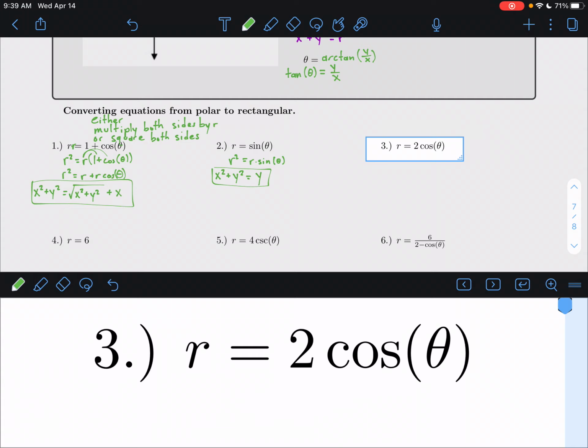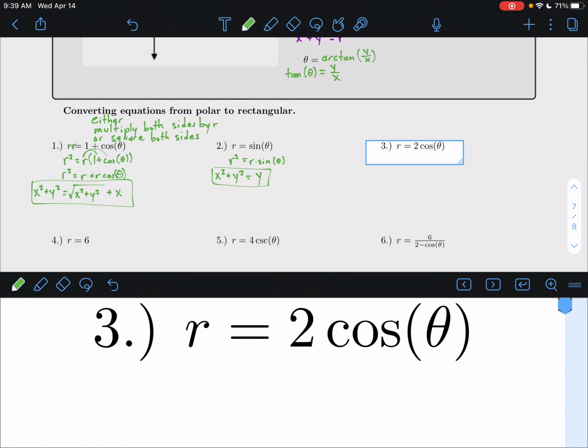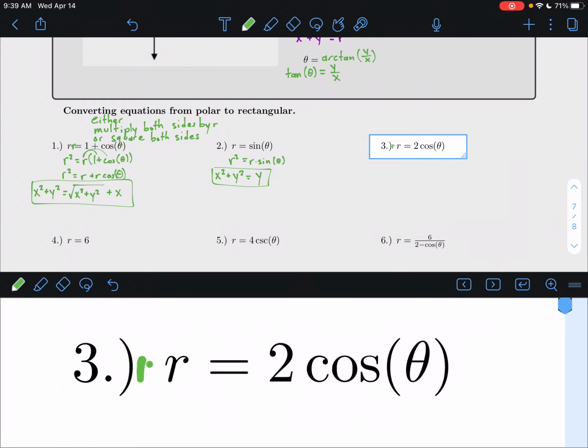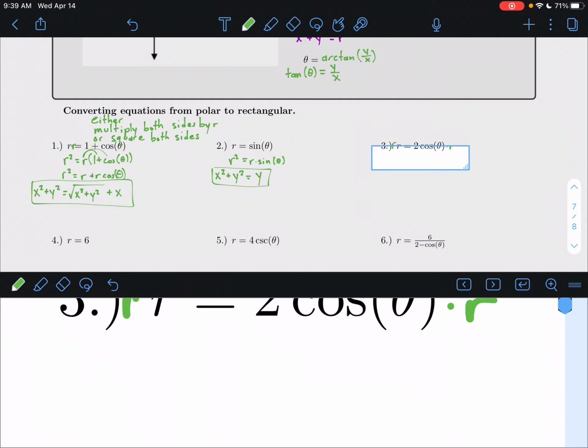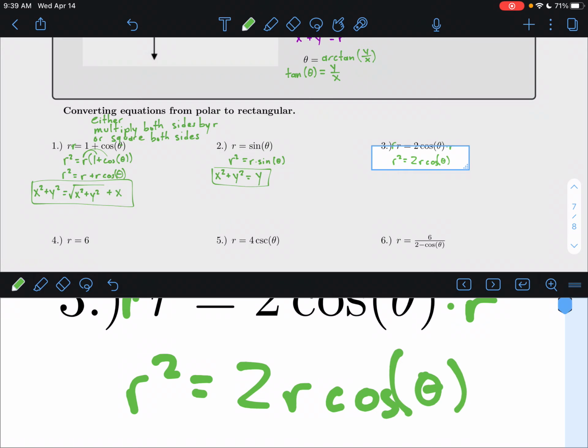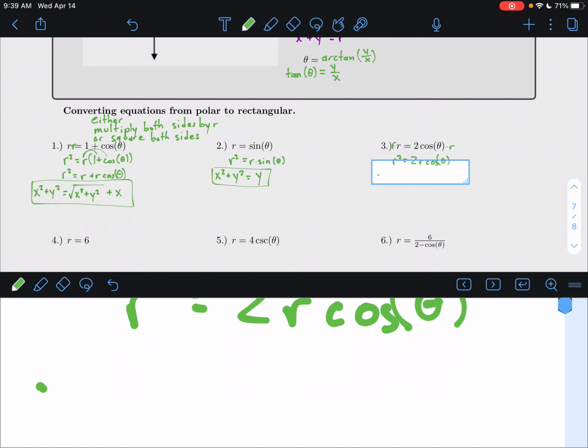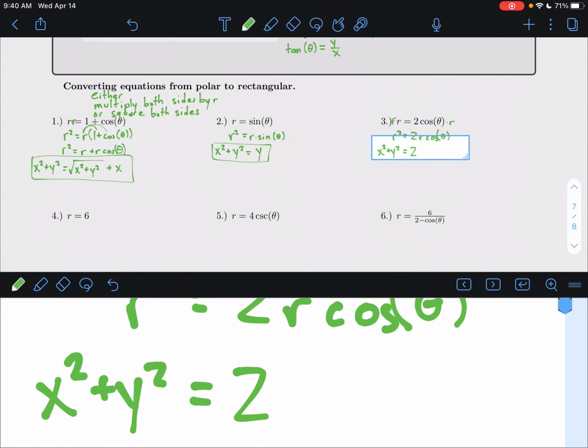The next one, I have r equals 2 times the cosine of theta. So this one, again, I'm still going to multiply both sides by r. And we're going to have r squared equals 2r cosine of theta. So r squared is x squared plus y squared. And then I have 2 times, well, r times the cosine of theta is x. And I'm going to leave it just like that: x squared plus y squared equals 2x.